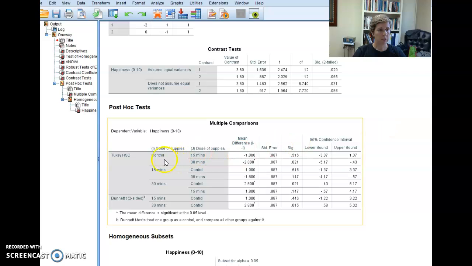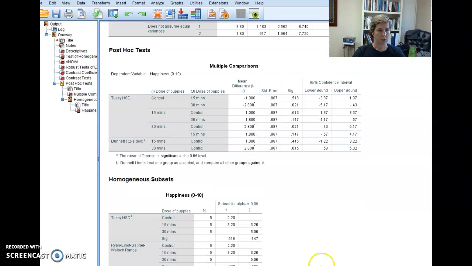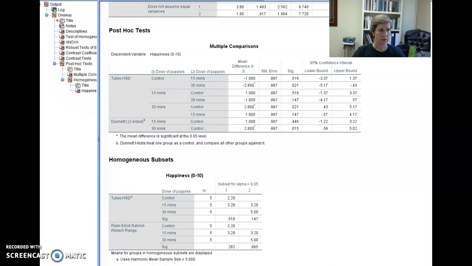So multiple comparisons, it's comparing control against 15 minutes. Go over here, it's not significantly different. Control against 30 minutes, it is significantly different because it's less than 0.05. So if I go down and now I compare 15 minutes to 30 minutes, there's not a significant difference. Okay, so your multiple comparison contrasts allow you to determine whether or not there is a significant difference and where that specific difference lies.